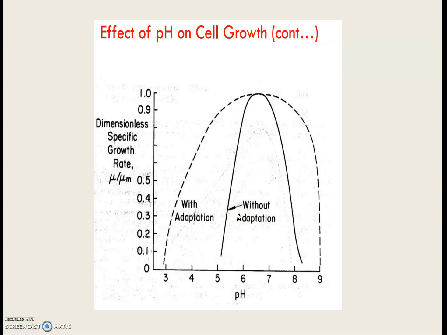This schematic diagram shows the effect of pH on cell growth. We can see here what happens with adaptation. The growth slowly increases, with the specific growth rate going up towards the optimum, and slowly decreasing beyond the optimum pH. But without adaptation, the specific growth rate rapidly increases and rapidly decreases.